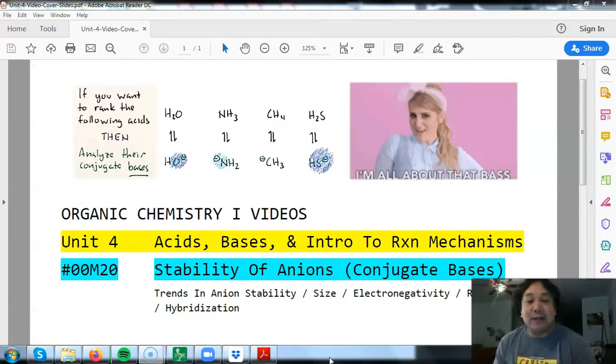And the thing is, as Megan Trainor says here, it's really all about that base. Meaning that if you're given four acids, like up here, you want to look at actually their conjugate bases, and in particular the stability of that conjugate base. Now, for the vast majority of cases, the conjugate base is going to be an anion, and we're going to look at the stability of the anion.